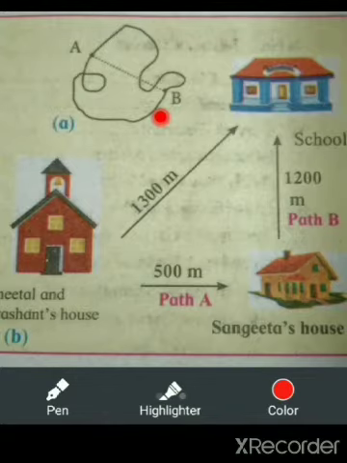The next activity. In the next activity, there is Sheetal's home, Sangeeta's home, and a school. They are at right angle. They are in positions such that they form a right angle triangle.